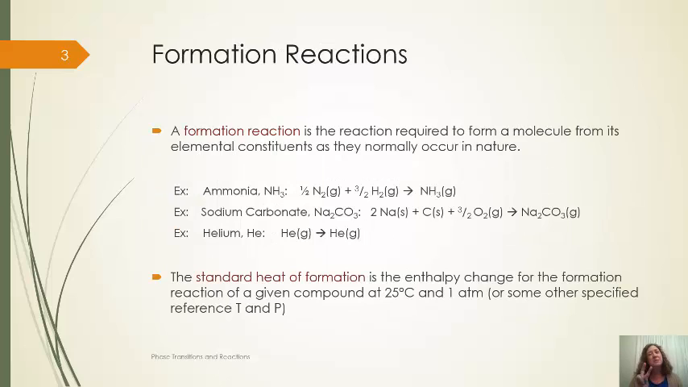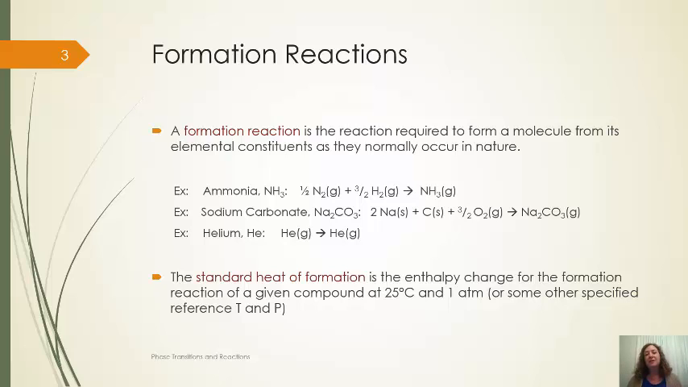Now, there are two special categories of reactions we need to deal with. The first of these is the formation reaction. A formation reaction is the reaction that forms a molecule from its elemental constituents as they would normally occur in nature. So, for instance, ammonia. It's NH3, so it's made out of nitrogen and hydrogen. Both of those in nature are normally gas. So this would be the reaction of 1/2 of a nitrogen gas molecule plus 1.5 hydrogen gas molecules forming NH3.